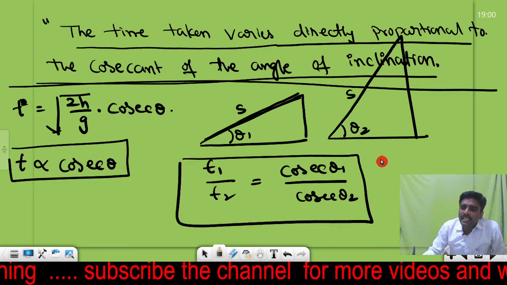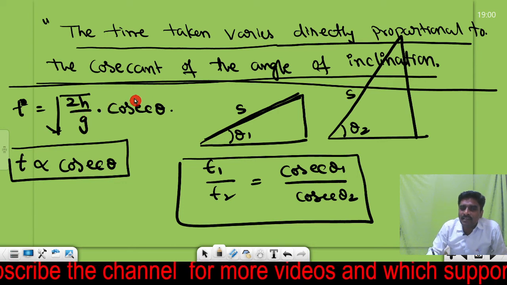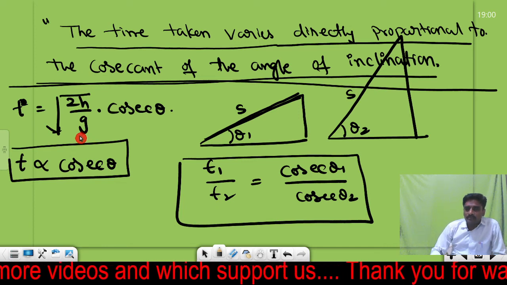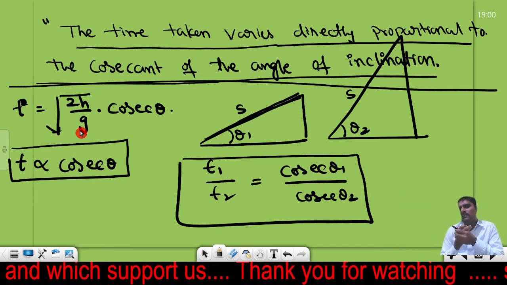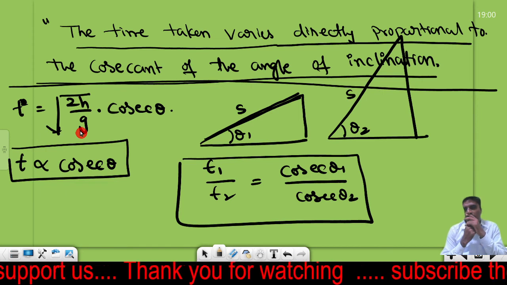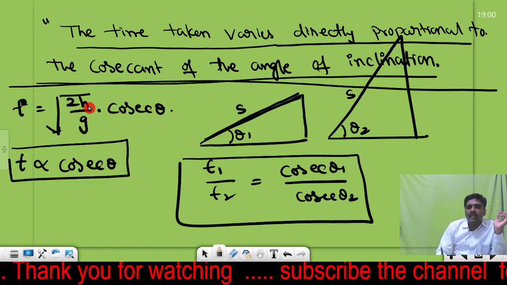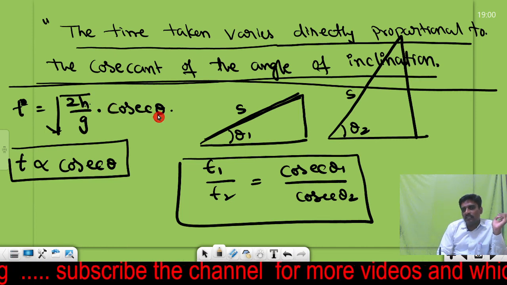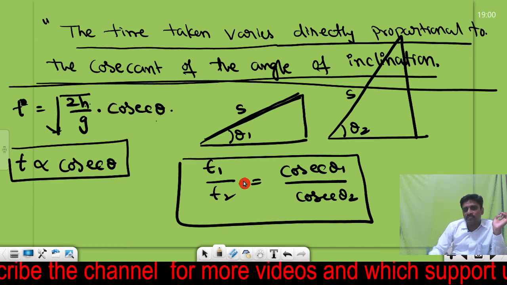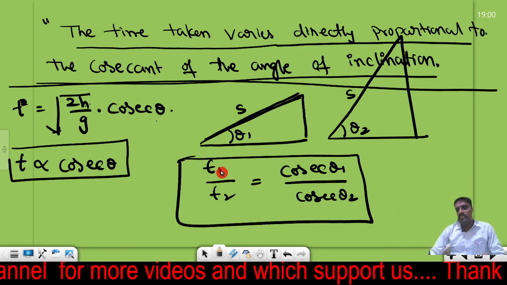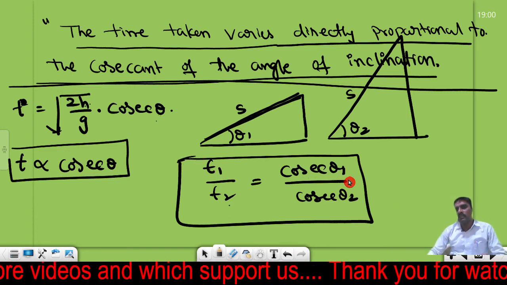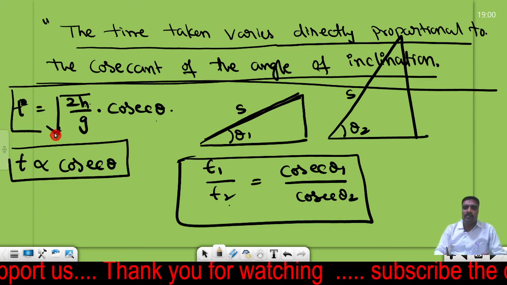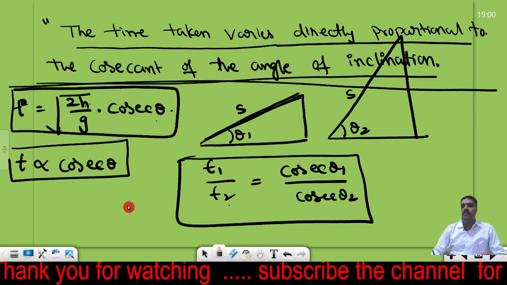Now, if the angle is the same but the heights are different, can we say the same? No, it won't work, because this relation depends on the height being the same, so we cannot justify that. So the conclusion is that t1 by t2 is equal to cosecant theta 1 divided by cosecant theta 2. This is the very important formula, which we need to use to solve problems.